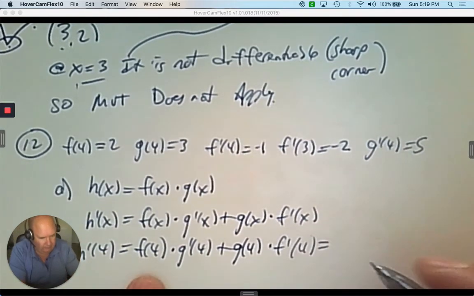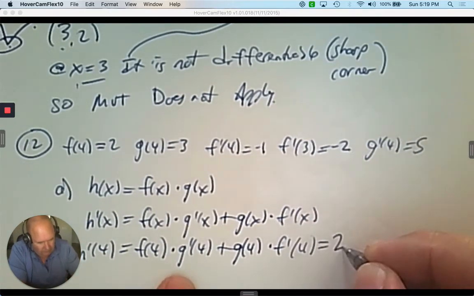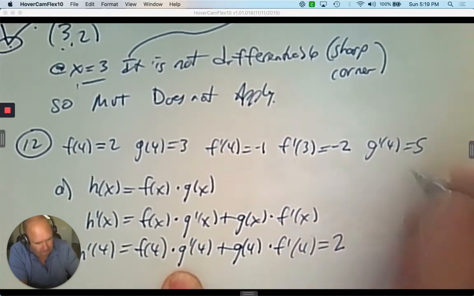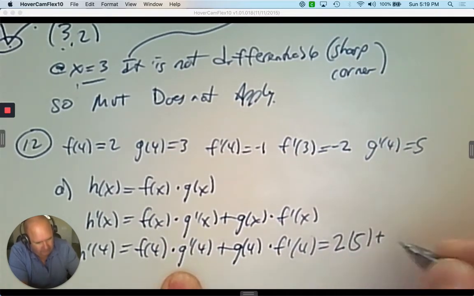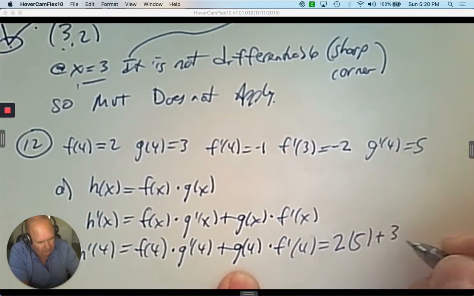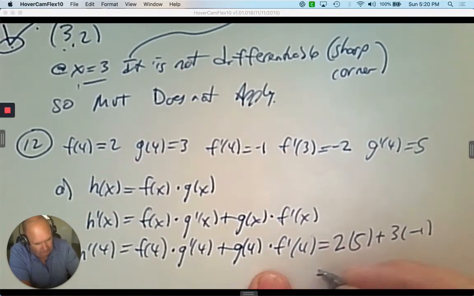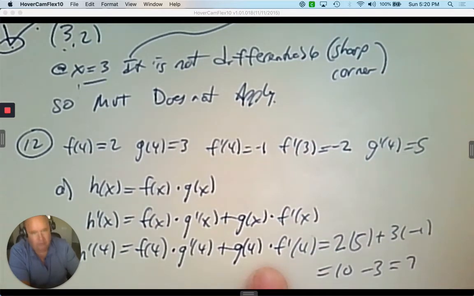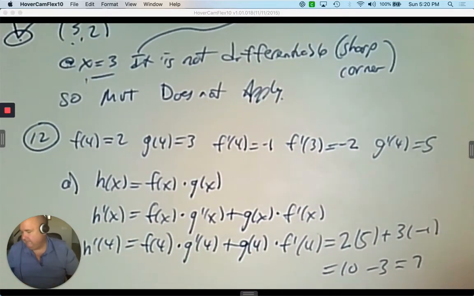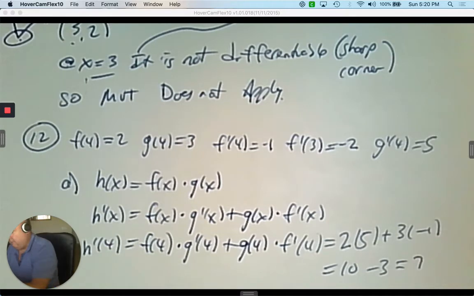So f of 4 is 2. g prime of 4 is 5. g of 4 was 3, and f prime of 4 is -1. So 10 take away 3, and you get your answer, 7. All right, put down part B. Recognize what rule it is, and then apply the rule generically.